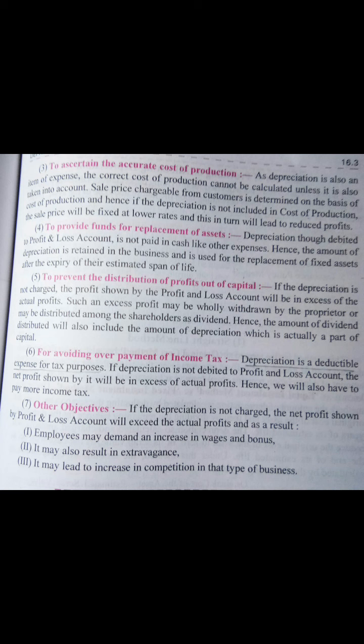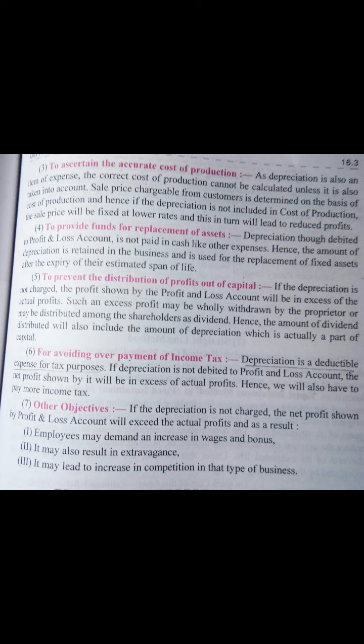Next is to ascertain the accurate cost of production. I have told you that depreciation is considered as a cost. It is a non-cash expense. To calculate the true cost, it is essential to include depreciation in our books.